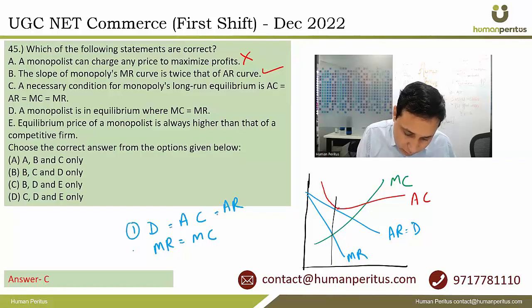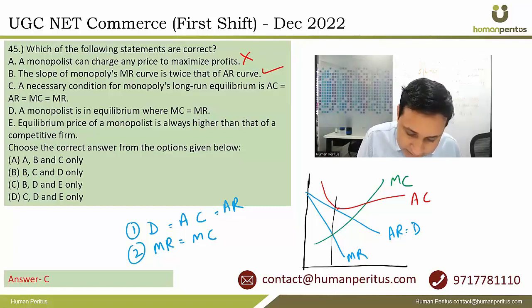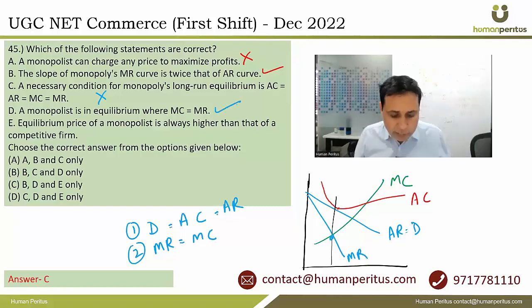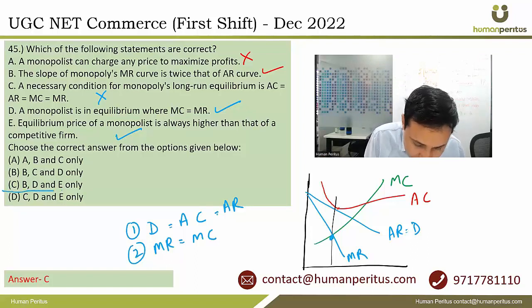So 1 and 2 you can say that D is equal to AC is equal to MR, MR is equal to MC, but ऐसा नहीं होगा that your AC is equal to MR. Therefore, statement C is wrong. Statement D, a monopolist is in equilibrium when MC is equal to MR. बिल्कुल ठीक है. So this is that point. Correct. Equilibrium price of a monopolist is always higher than that of a competitive firm. This is also correct. Therefore, B, D, E are correct, and therefore correct answer is C.